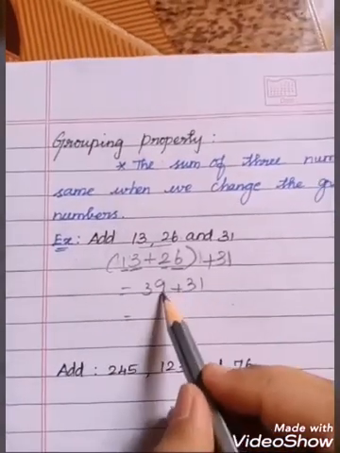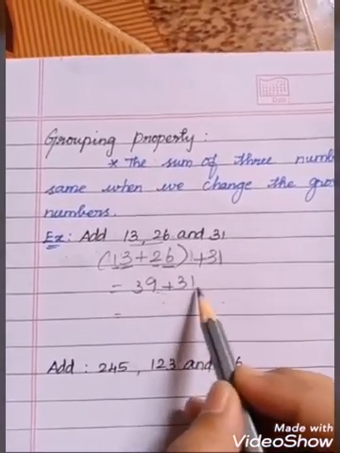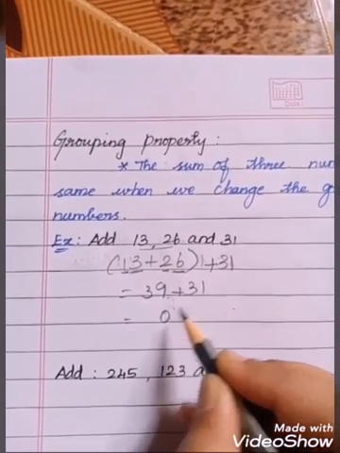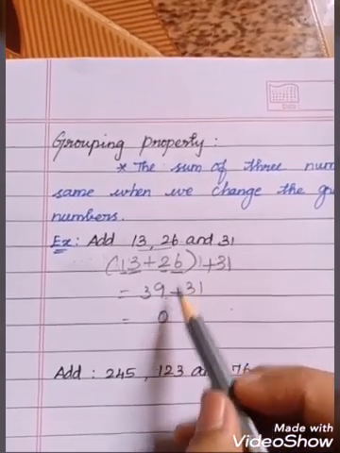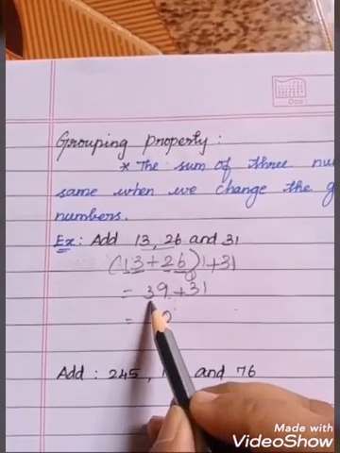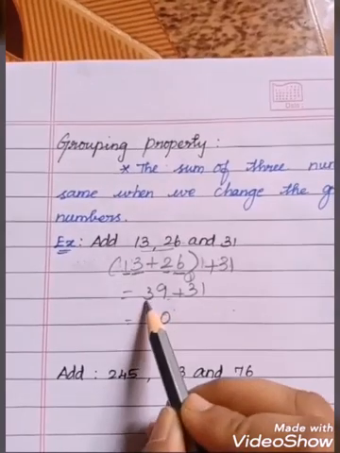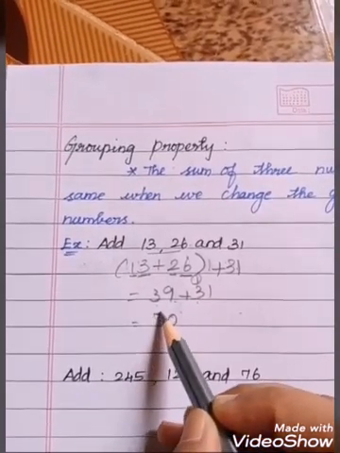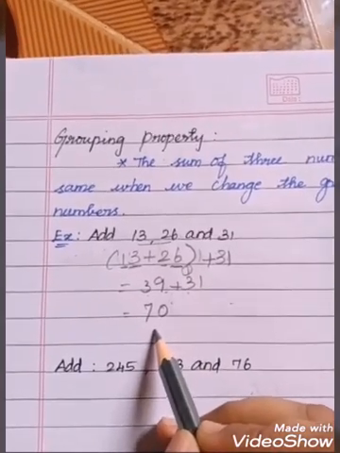Now we add the ones place, 9 and 1. So 9 plus 1 is 10. So we write here 0. 1 is carried to the tens place. Now add the tens place. Here 3, here also 3. So 3 plus 3 is 6. So 6 plus 1 is 7. So the answer is 70.